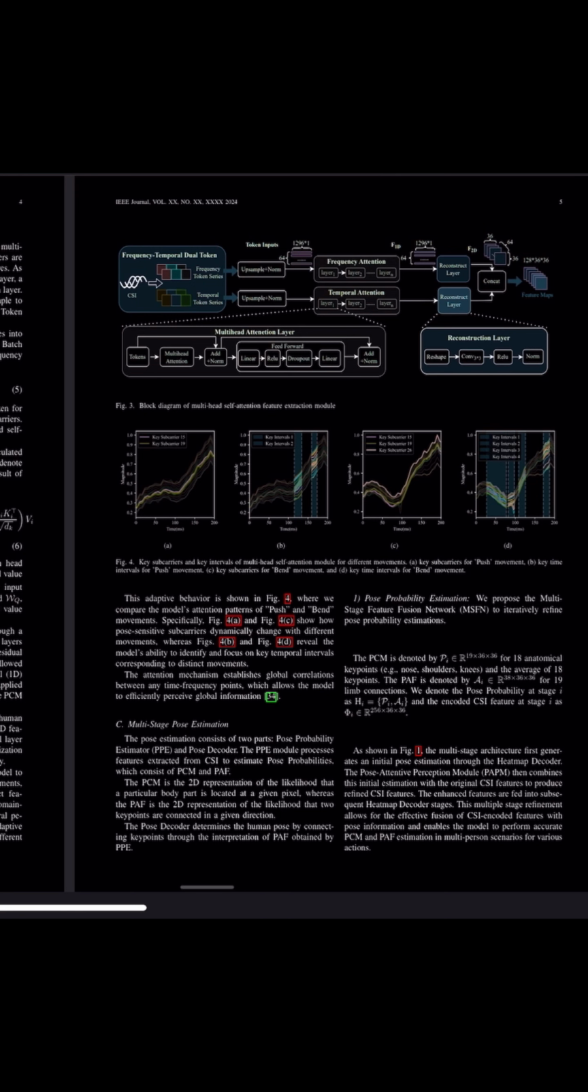The multi-head attention details. Each branch has a multi-head attention followed by a multi-layer perceptron and a convolution reconstruction layer that transforms this 1D feature vector into 2D spatial maps. The system adaptively focuses on key subcarriers and key intervals, like we see here, for movements like, for example, push or bend, visualized in these graphs.